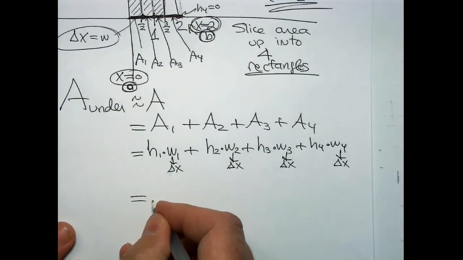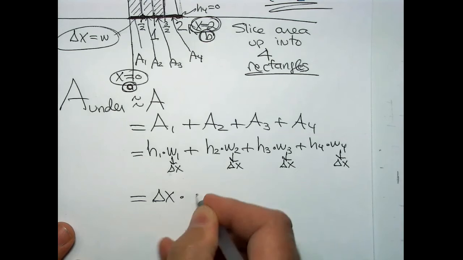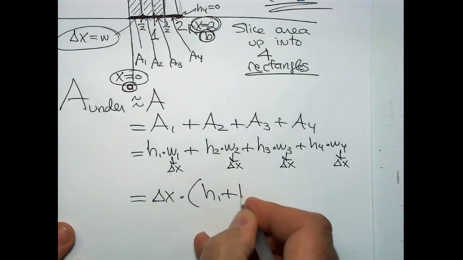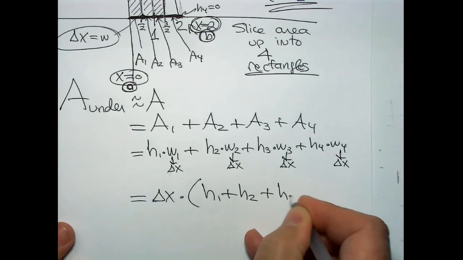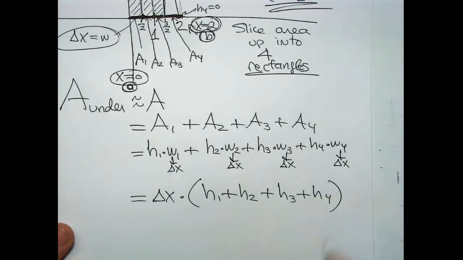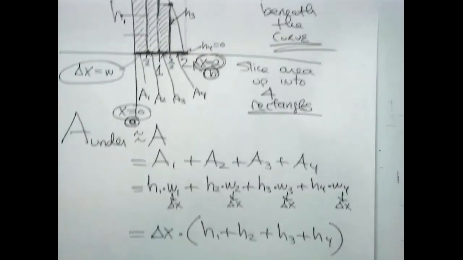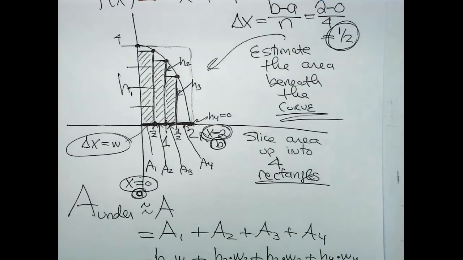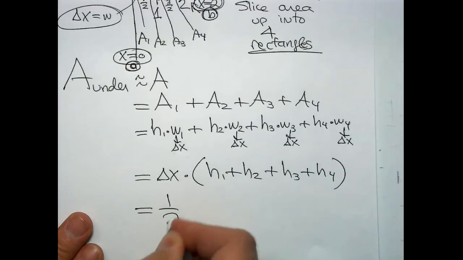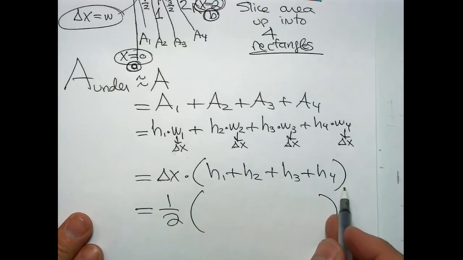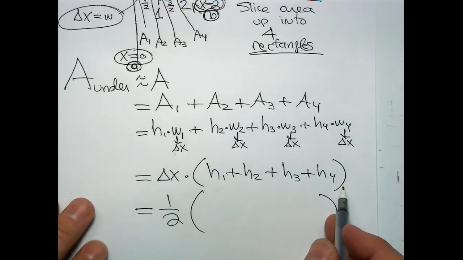But look at this. If I factor out the common delta x, all I really have to do is add my heights together. So the real question is, what are the heights? Now, the thing about this problem is you don't need sigma notation. I guess all you need is delta x, which we already have. You need 4 heights. So where do these 4 heights come from?